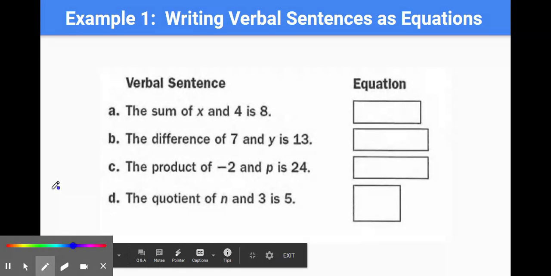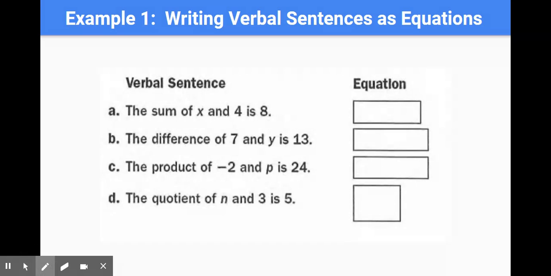All right, example number 1, writing verbal sentences as equations. So on your paper, when you're taking notes, copy problems A through D down. And then together, we are going to turn those into equations.